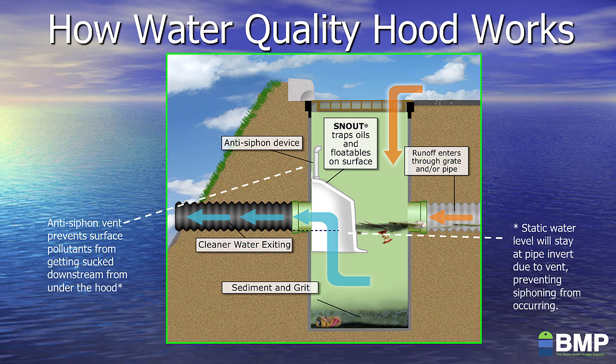And if that was the case in a high flow event, all of your captured surface pollutants could also be drawn downstream. Because of the anti-siphon vent, the static water level in the hood is always going to be where the bottom of the outlet pipe is. So you're always going to maintain a separation layer that's defined by the bottom of the outlet pipe and the bottom of the hood. So that traps your floatables and your trash on the surface. Your sediment and gross particles, your heavy solids will sink to the bottom, and the water will always leave from that separation layer in between.